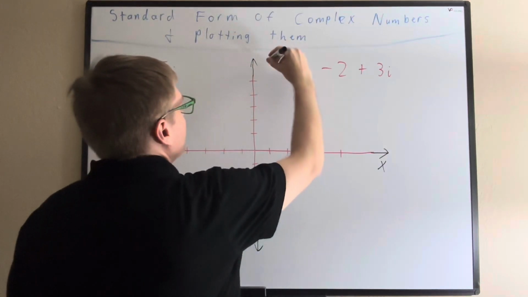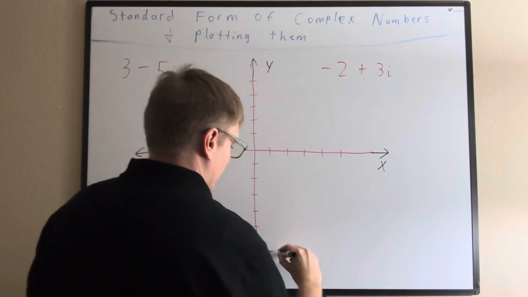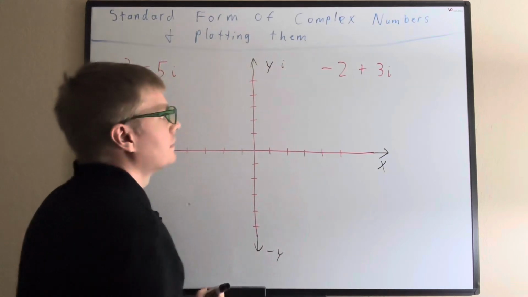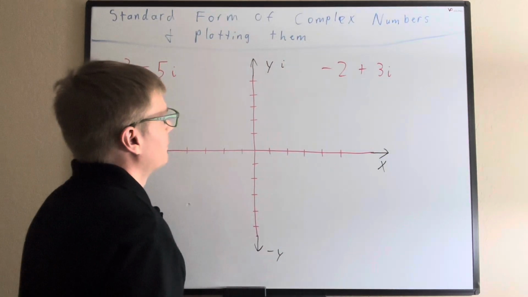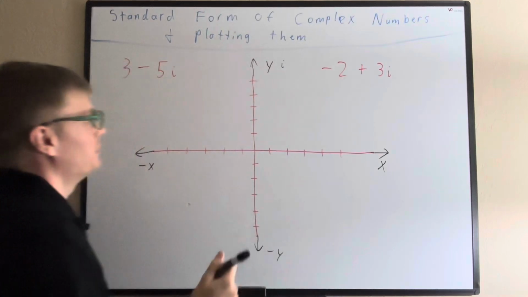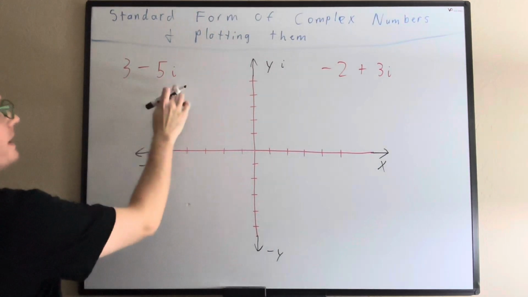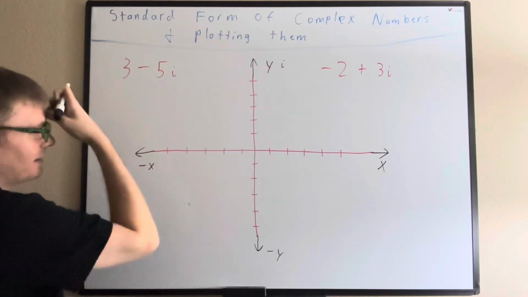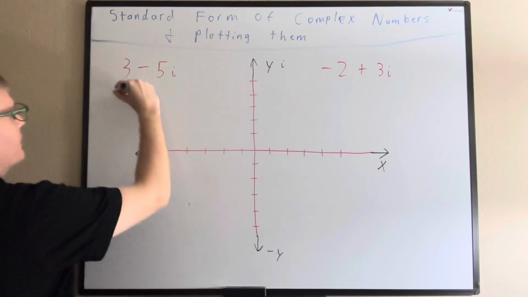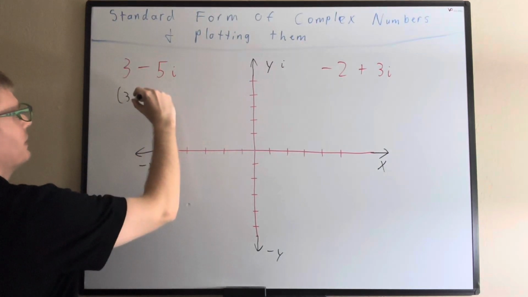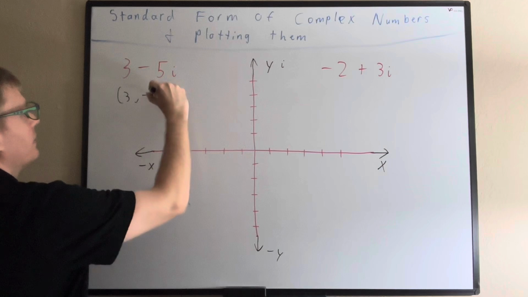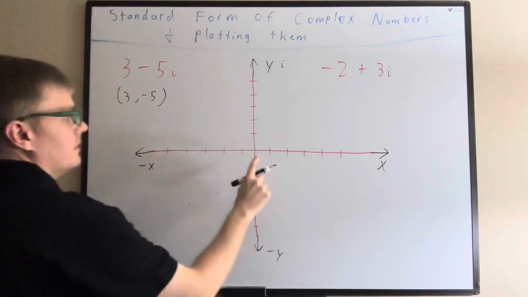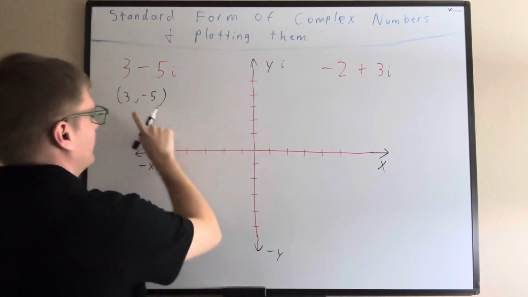It's going to be imaginary. What does that do? Well, that makes it really simple for us. If we want to graph 3 minus 5i, we just say, okay, well, this 3 is our x coordinate, and -5 is our y coordinate, or -5i. I mean, it doesn't matter. So you just treat it like it's xy.